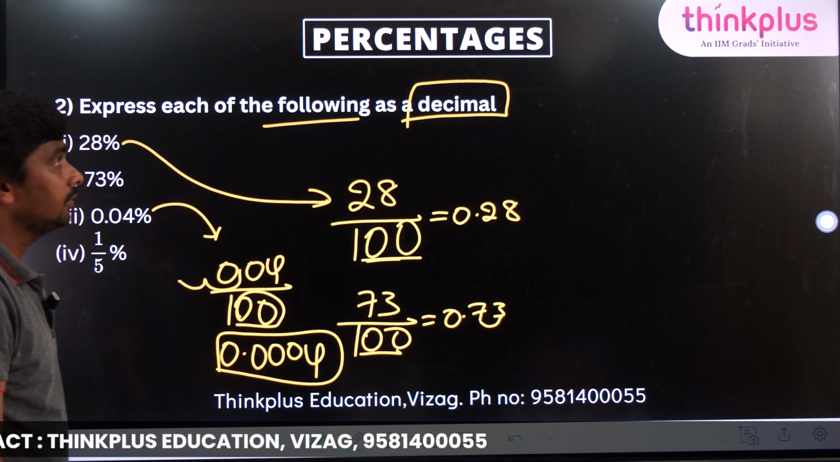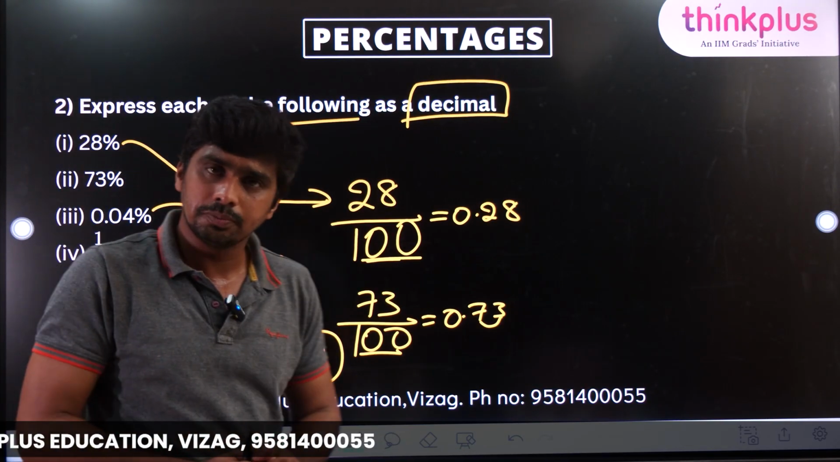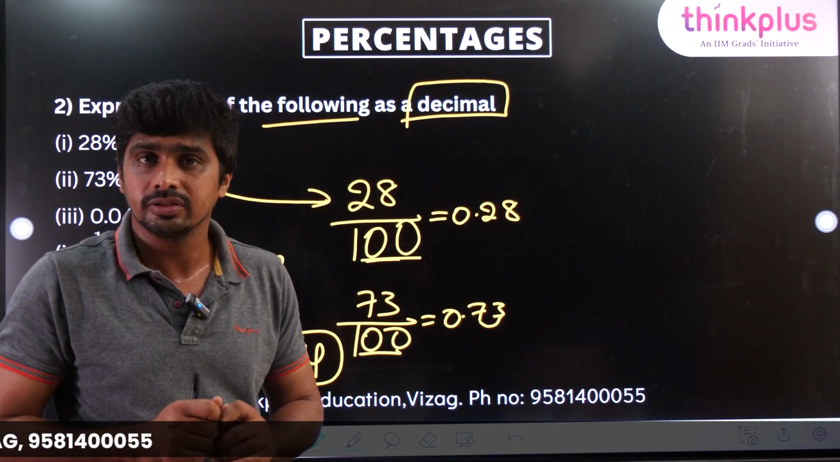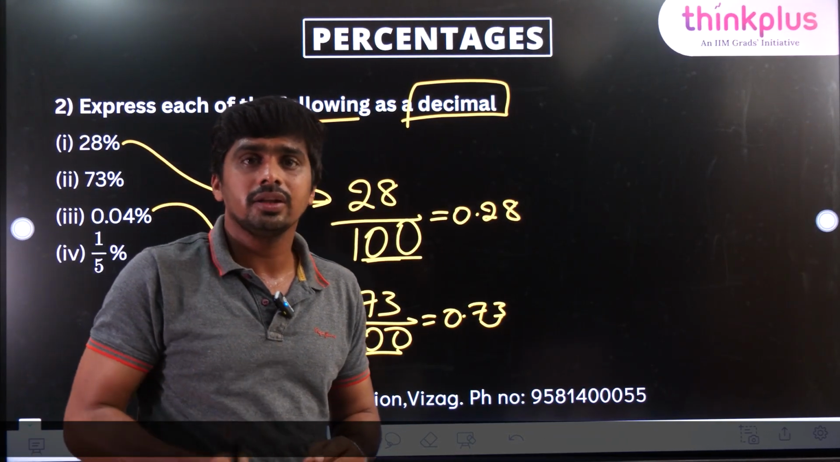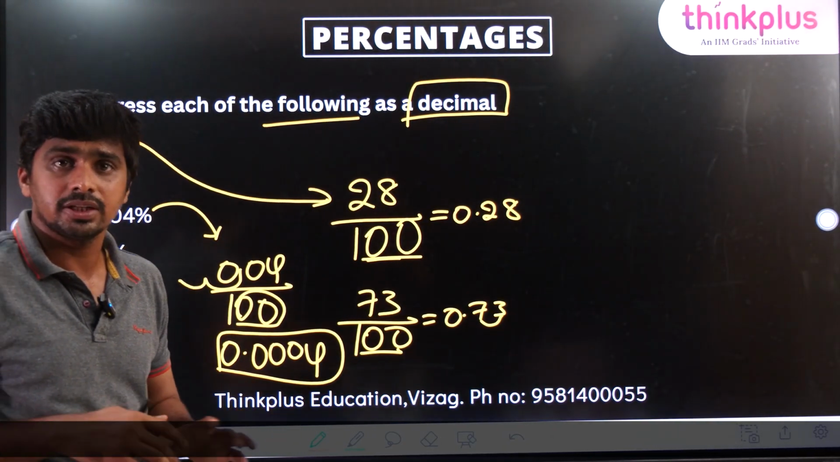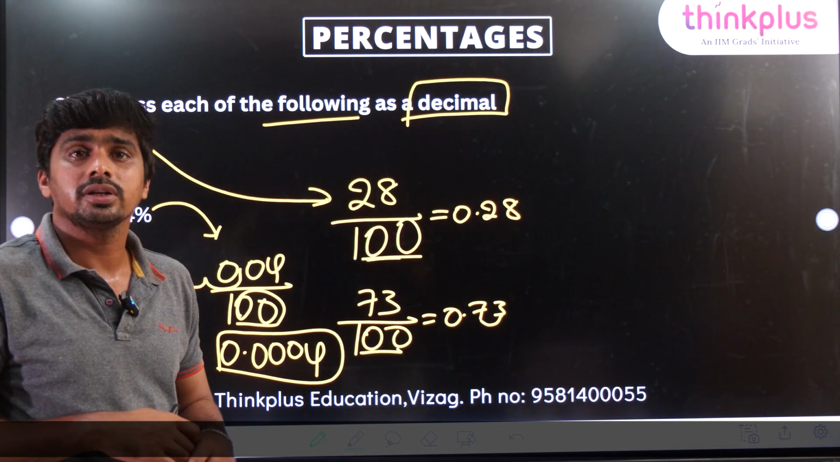Okay. So this is the way you should convert a fraction into percentage and percentage into fraction, and also percentage into decimals. Okay. These things are really important, guys. We feel that this is very basic. No? Yes, basic, but it plays a key role in solving some of the questions.